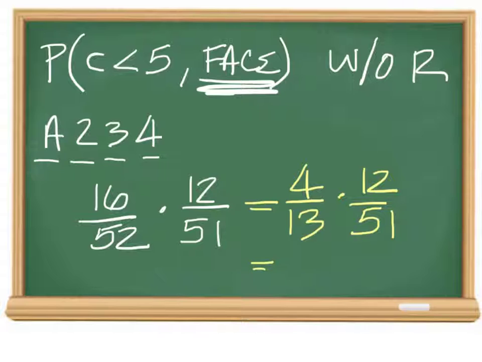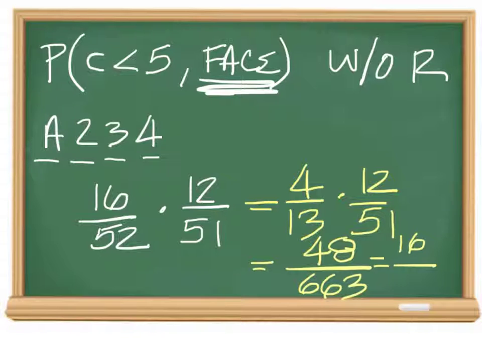So I think all you can do there is multiply 4 by 12 on the top to get 48. And on the bottom you should get 663. Now I believe these can reduce. 48 over 663. I think you can cut the 48 down by 3 and get 16. And the 663 divided by 3 is 221.